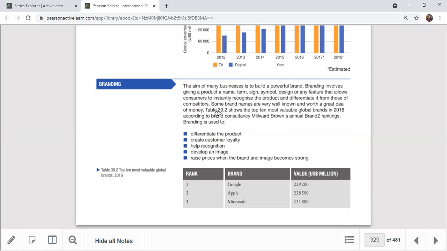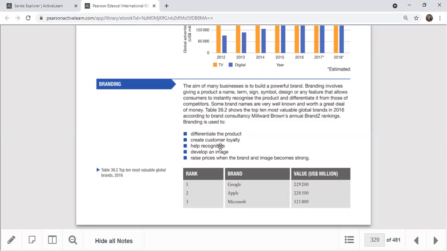So you can see the brand according to this thing, a brand consultancy called the brand ranking. Brands are used to differentiate the product. Sometimes we can ask this question: why do we use the brand, right? What are the advantages of branding? Right, branding, you are promoting, you are establishing some name, right? Brand is that much of important.